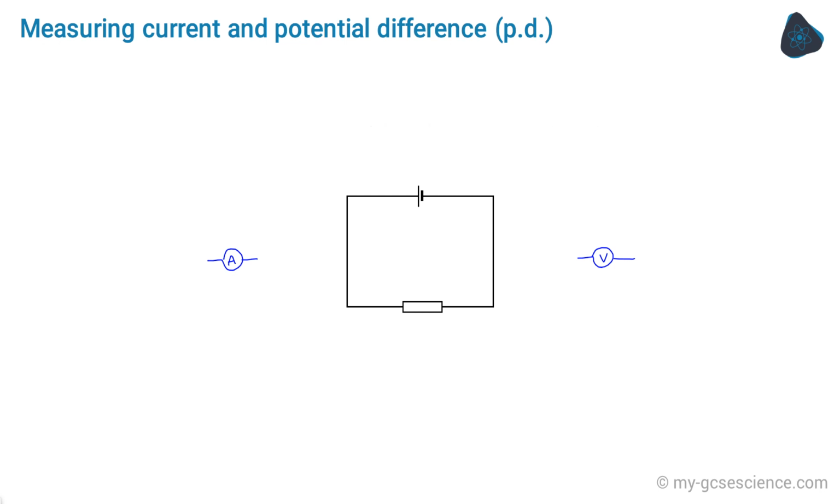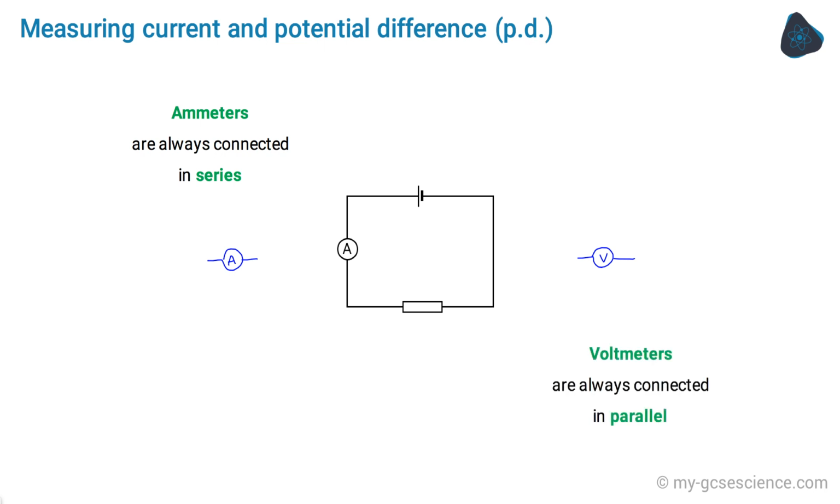But for your exam, all you need to know is that to measure the current through something, you connect it to an ammeter in series, like this, while to measure the PD across a component, you connect a voltmeter with it in parallel, like so.